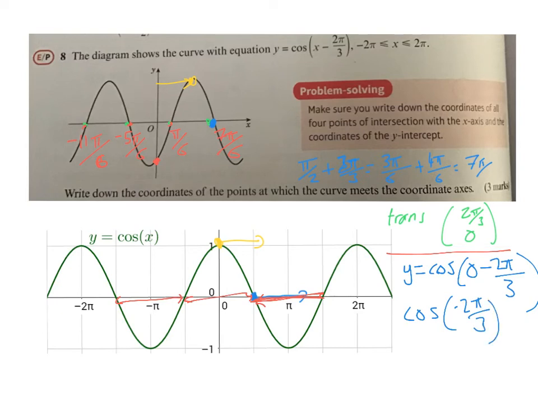Okay, so cos of negative 2 pi over 3 would give me negative a half. So actually, although it doesn't really look like it, that's negative a half. Not the best diagram there. So we've got our points. We've got where it hits the x-axis, where it hits the y-axis. So let's just review that, go through the answers more clearly.